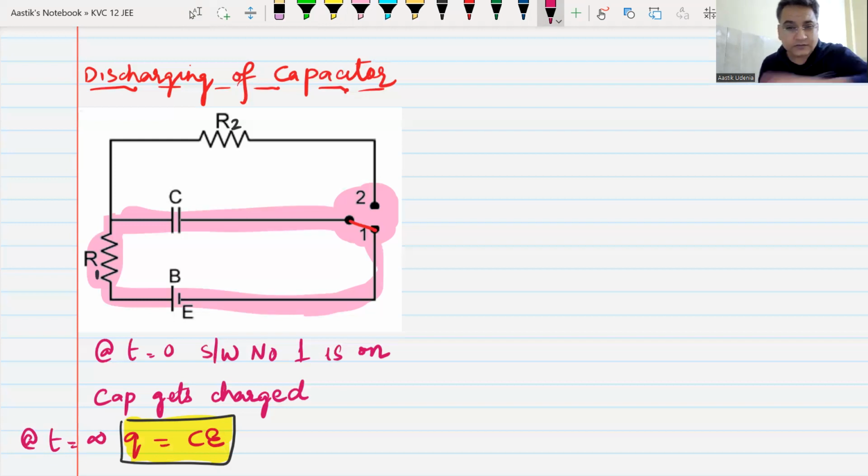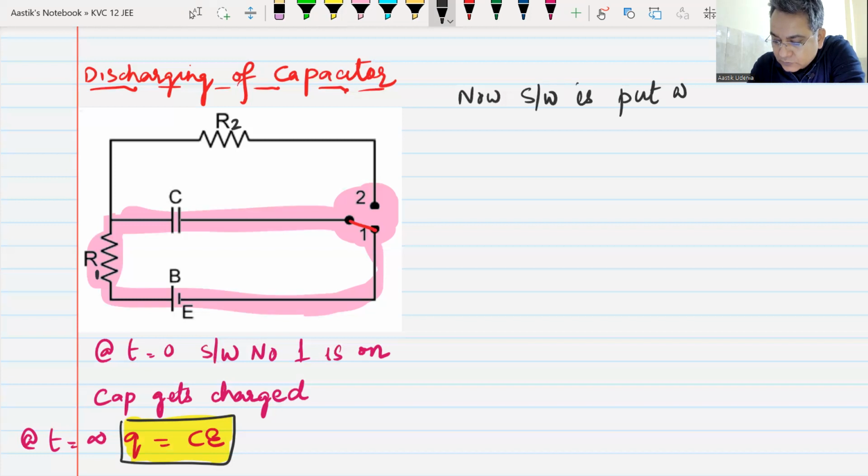Now, this connection has been disconnected. So now the capacitor is disconnected. Now, in the second case, what is going to happen? Now, the switch is put at point 2. And now I start the time again at time t is equal to 0. I have switched the switch from point A to point B.